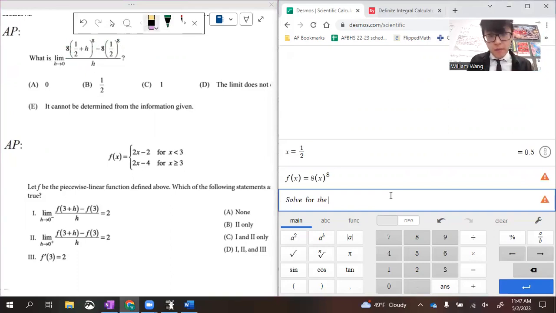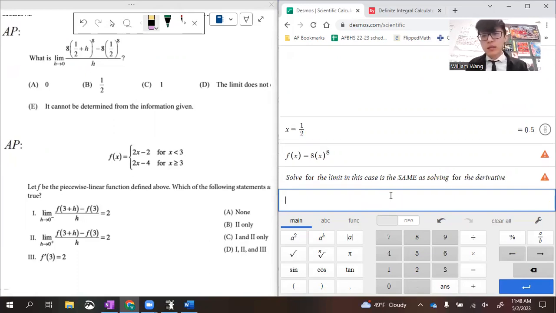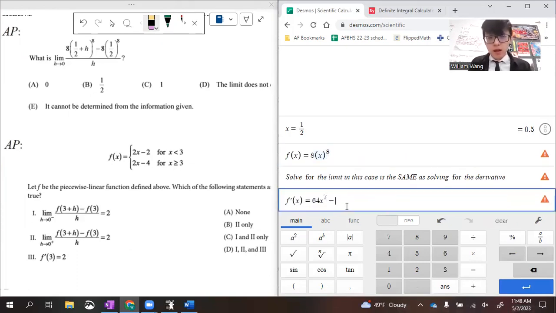Solving for the limit, in this case, is the same as solving for the derivative, right? Remember, that's what this limit is asking for, so that's why not to overthink it. This limit looks complicated, but again, they're just asking for us to solve for the derivative. Well, what is the derivative of f of x? The derivative of f of x is f prime of x. That's equal to 64x to the 7th. That is via power rule, right?